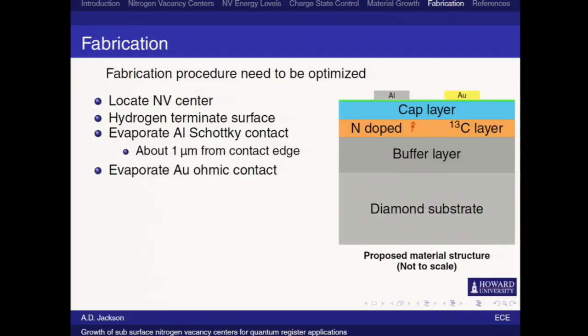And then evaporated aluminum contact, an ohmic aluminum contact, mask off the active area, and then use an oxygen plasma to isolate the device.